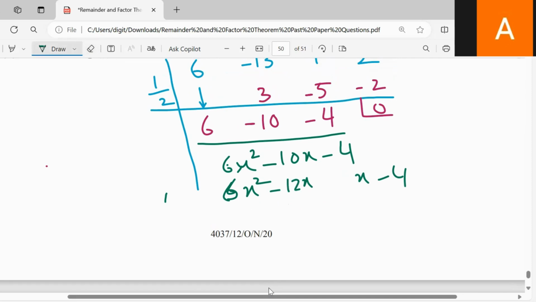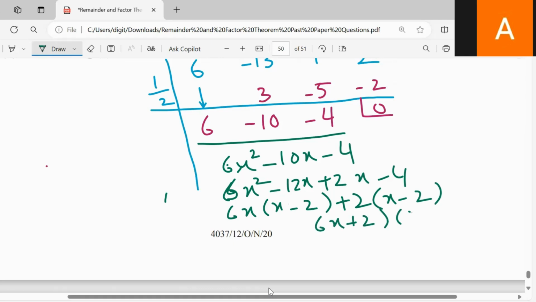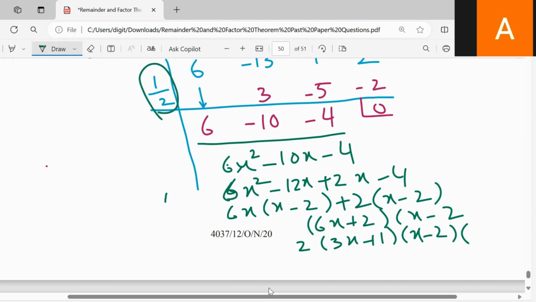Minus 12 and plus 2. Now you can take 6 as common, and when you take 2 as common, it is 6x plus 2 and x minus 2. You can also take 2 as common from here and write 2 into 3x plus 1 and x minus 2. This was one of the roots of the equation. So this is how you can factorize it.